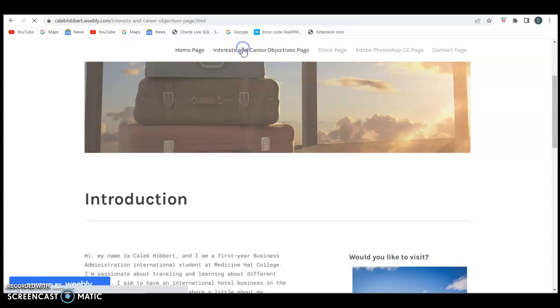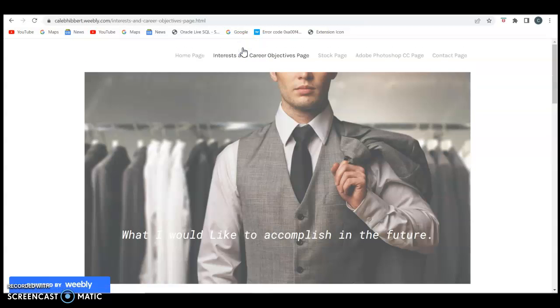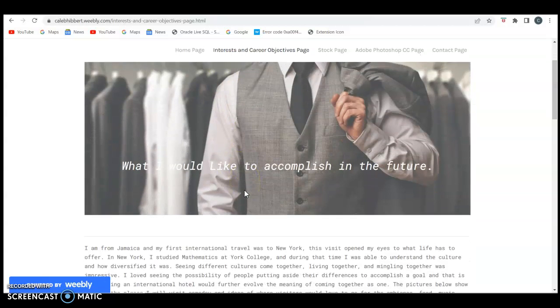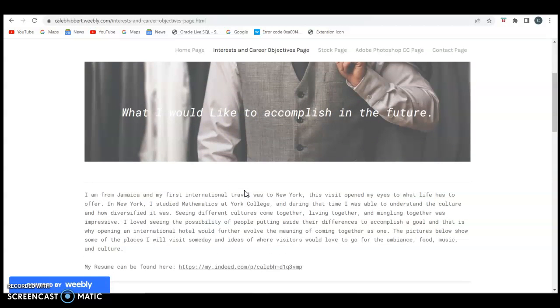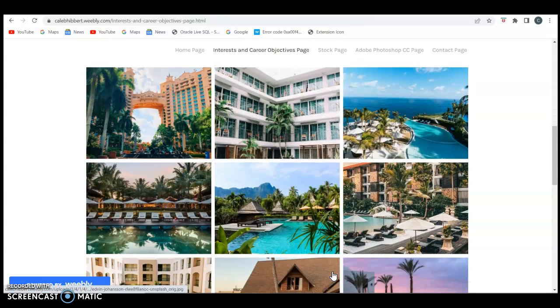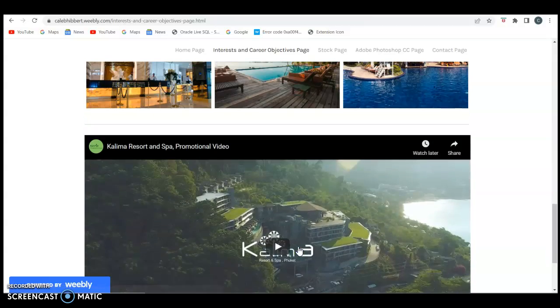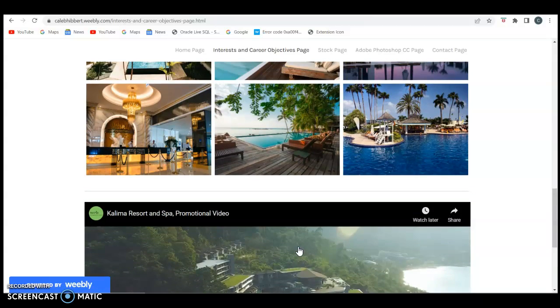On the second page, interests and career objectives page, I just shared some of the things that interest me and my career objective, which is to be a hotel business owner, not just in one country, but in different countries. I also included my resume if anybody would like to take a look. And below that, there are some photos of some hotels that not just myself, but other people would be interested in going to. Also a video of a hotel and spa that's very captivating and anybody would be willing to go to.